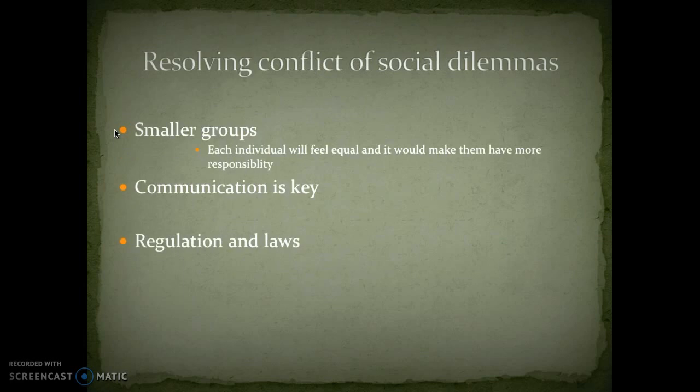Let's see how resolving conflict of social dilemmas will help solve the problem. For one, having smaller groups of individuals. This will make each individual feel equal to one another, and it would make them have more responsibility. Second, communication is key. You have to know how to talk to each other in order for everyone to reach the goals that they are striving for. If you don't have that communication, then how are you supposed to come up with a solution to the problem at hand? And lastly, you have to have regulations and laws. These laws are put into place so that we don't have any type of conflict. But there will always be someone out there who won't follow the regulations and the rules.